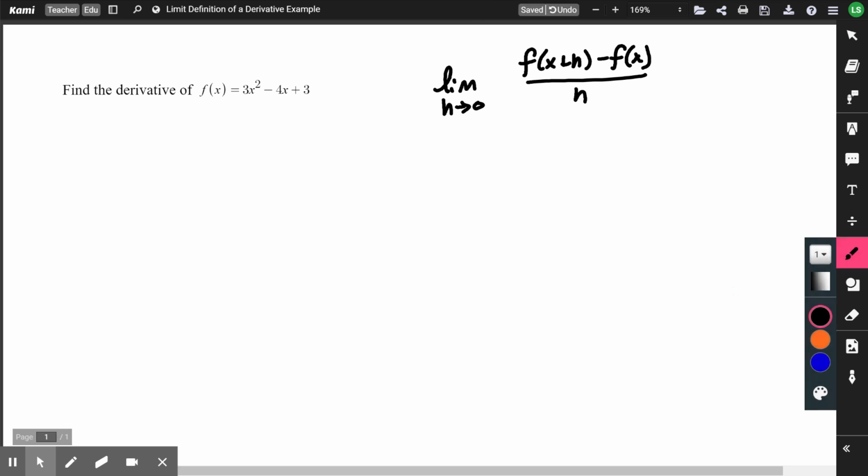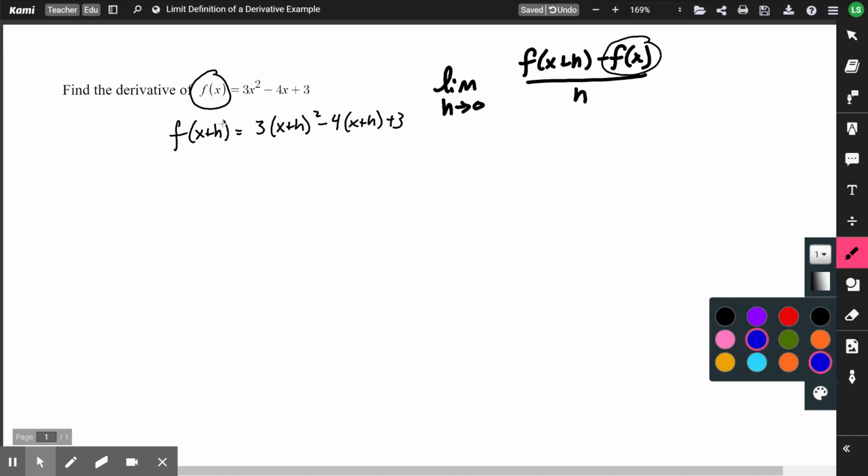So what we're going to do is also, we have f of x right here already, so we already have this part of our limit, but we need to find out what f of x plus h looks like. All right, so we have f of x plus h. We have our f of x, so we are going to set up the limit.